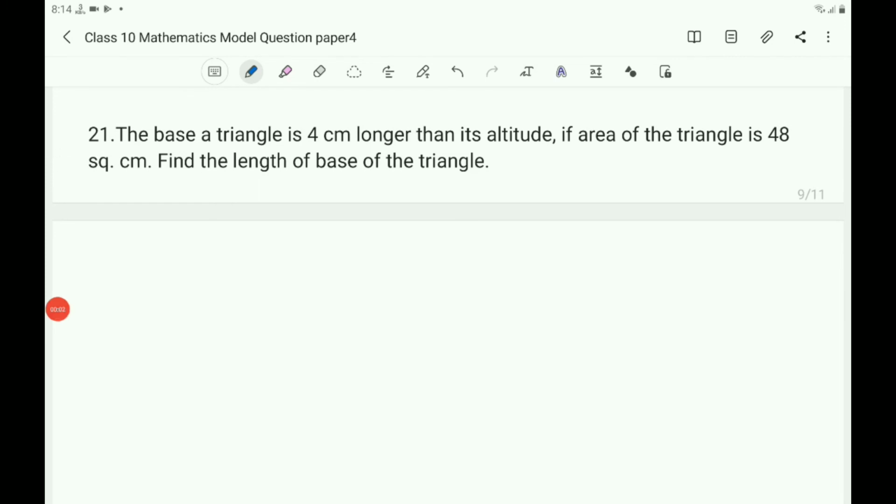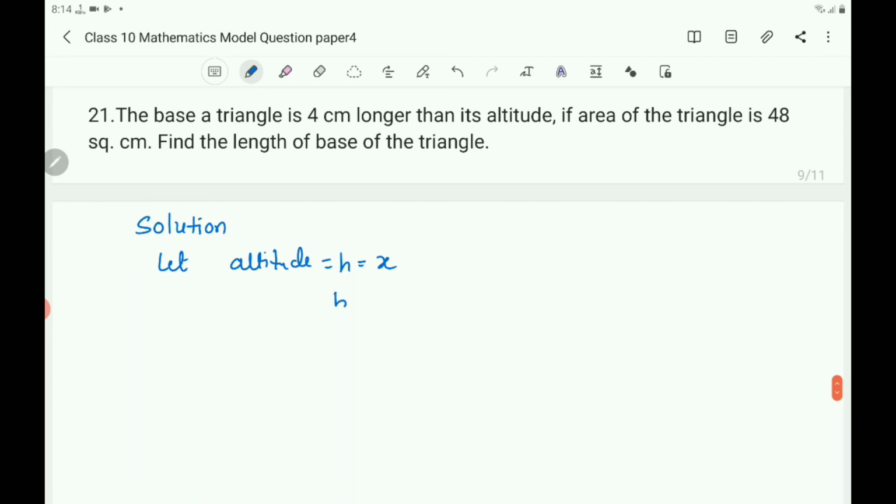You know the formula to find the area of the triangle. So here let us take base of a triangle B. B is 4 centimeter longer than the altitude. Now let us take, so you take the solution here. Let altitude equals h equals x you take. Then base becomes 4 centimeter longer than its altitude, means that is x plus 4.